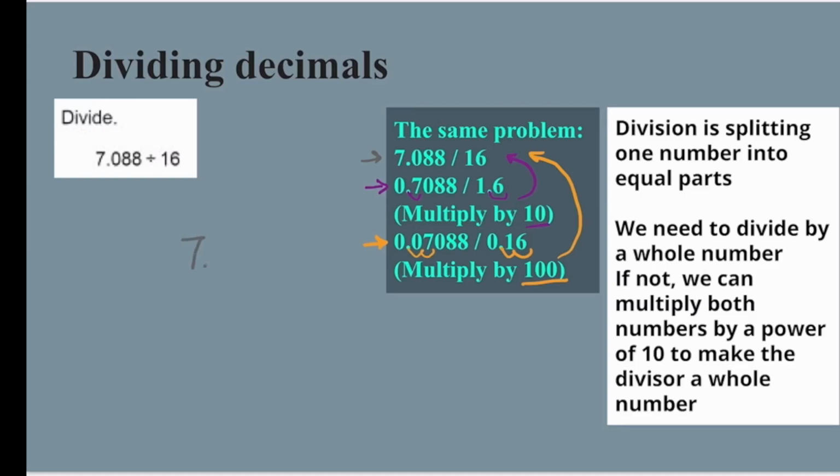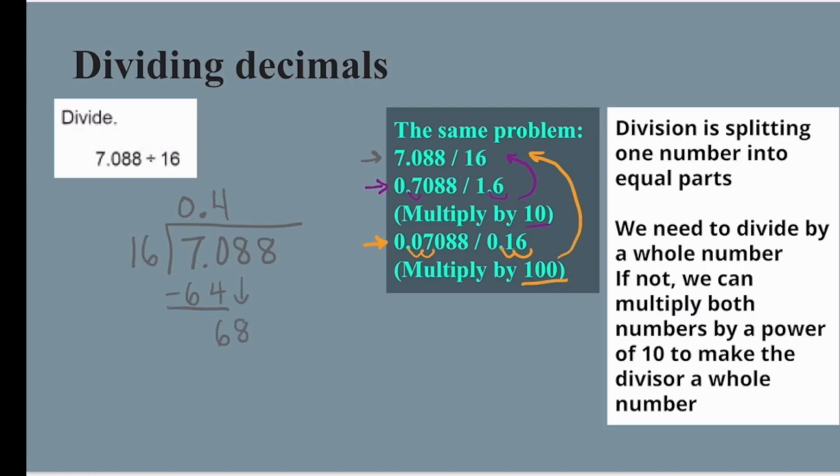So 7 and 88 thousandths goes inside our division bar. 16 goes outside. 16 does not go into 7, so that's 0. 16 goes into 70 4 times. 16 times 4 is 64. We subtract, we get 6.